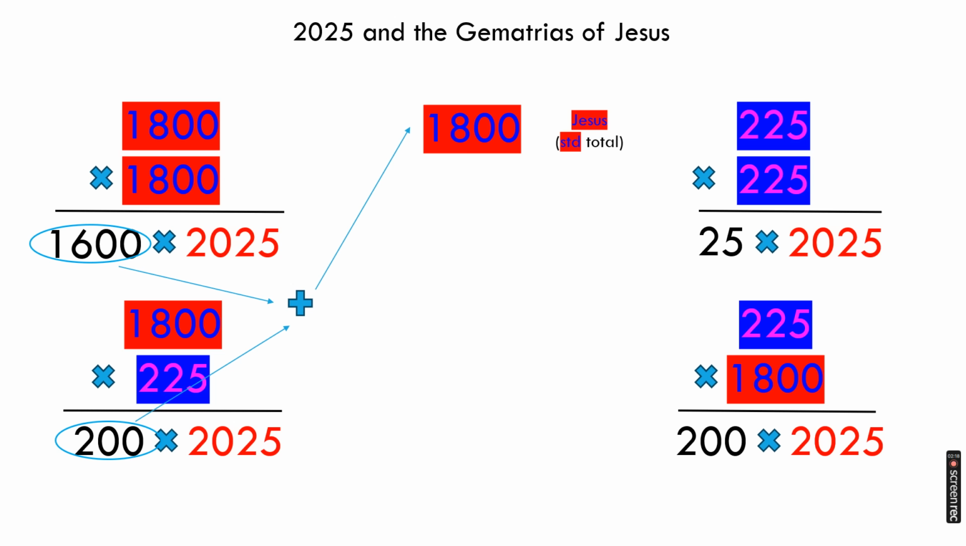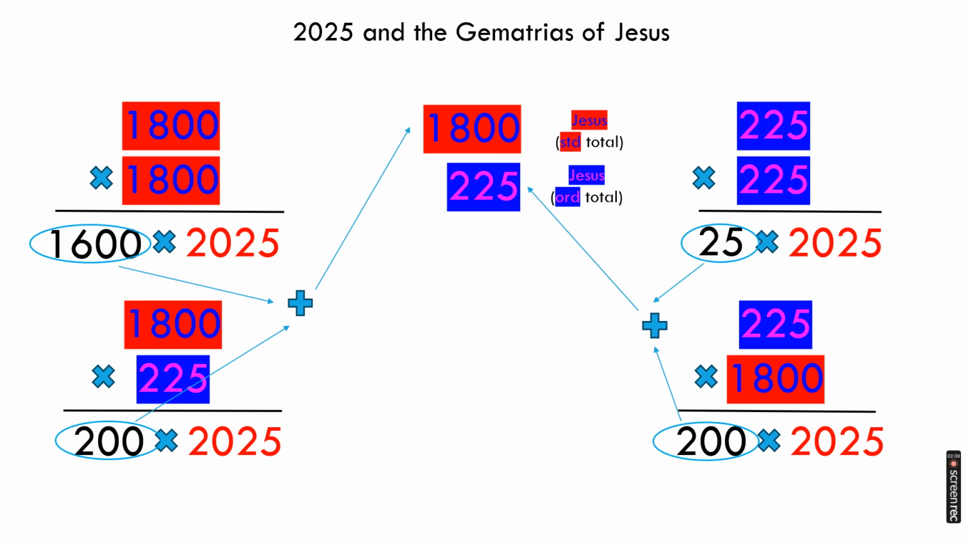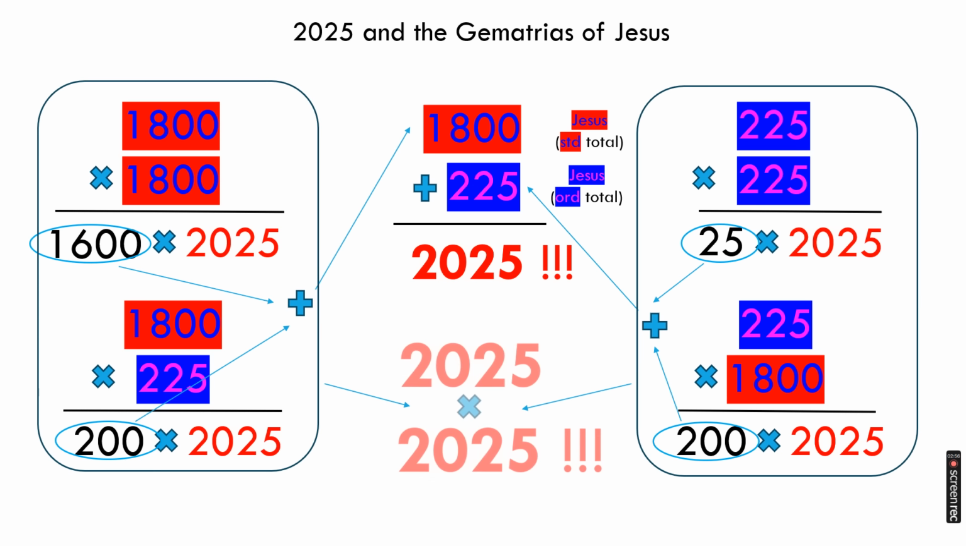Second, the multipliers of the first pair of products anchored on the standard value 1800 add to 1800, the standard value itself. Third, the multipliers of the second pair of products anchored on the ordinal value 225 add to 225, the ordinal value itself. And the sum of the standard and ordinal totals is 2025. You can't dream this up. The most beautiful of all is the sum of the 4 products, that is 2025 times 2025.